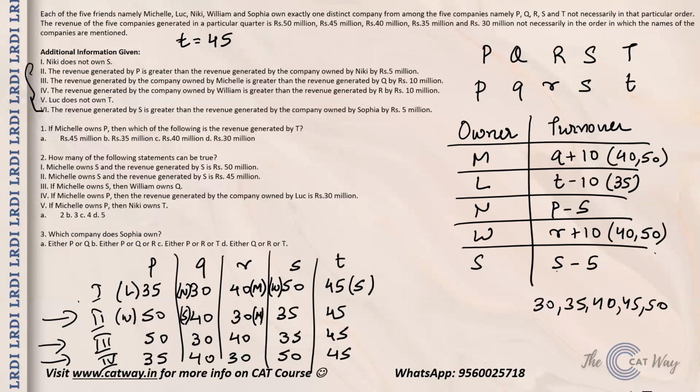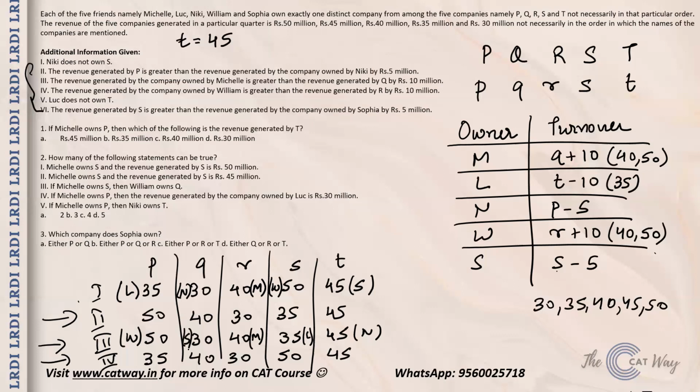Just a second, sorry, not this case. The current case that we are talking about is this one. Okay, this will be Michelle. Then Luke will be handling S, that is 35. Then you have T, who is handled by Nikki. Then you have P handled by William, and then you have Q handled by Sophia.